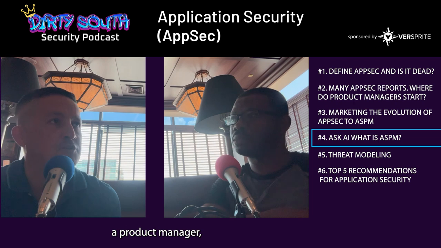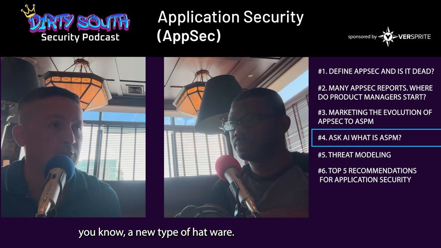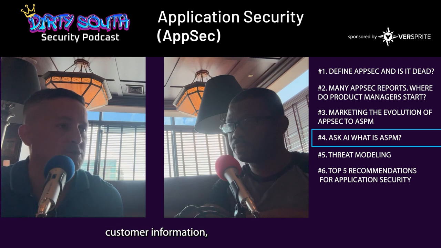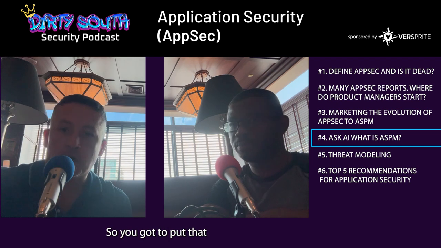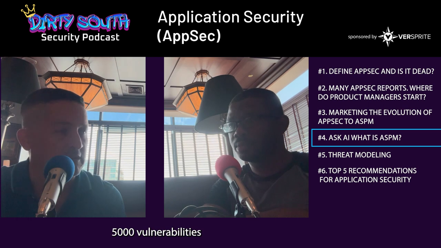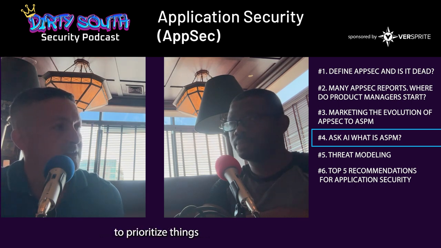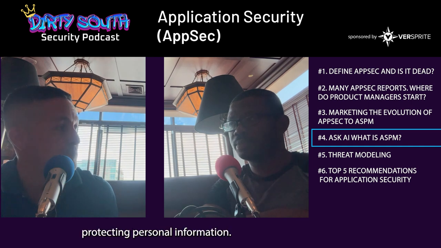If you're a product manager, let's say you're developing an e-commerce site, and you're selling a new type of hatware, okay? You have customer information. Obviously, information disclosure for any e-commerce site is a major no-no. So you've got to put that in your threat assertion and your threat model. Now, let's say you have 5,000 vulnerabilities across network, permissions, IAM, flavors, and across the board. You want to be able to prioritize things that are happening in your industry, e-commerce, retailer, as well as things related to use cases that affect your business, right? In this case, protecting personal information.